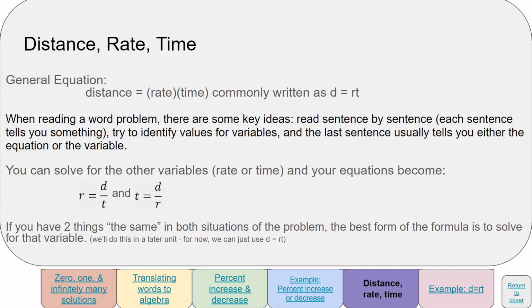And the way that you know which format you want of that equation is if you have two things that are the same in both situations of the problem, then it's generally going to be easiest to use the form that has that variable solved for. So if you have the rates of things and you're told that something happens at the same time, then you would probably use t equals d over r. But we're going to talk about that much later as we get into the semester.